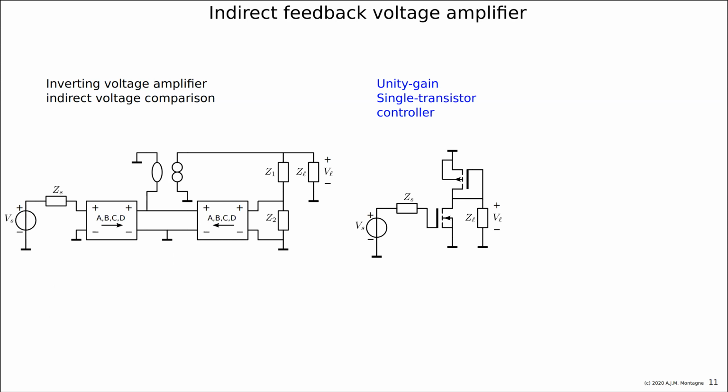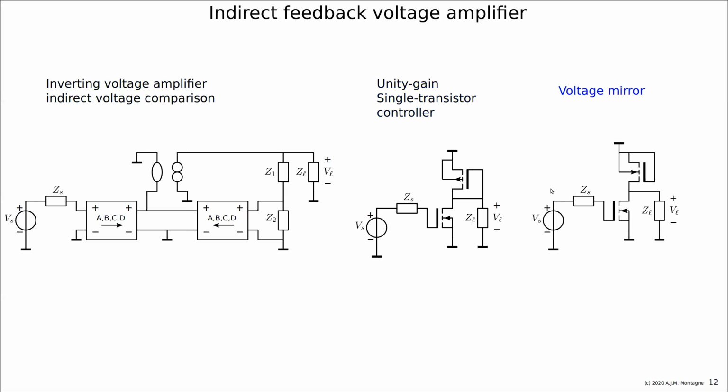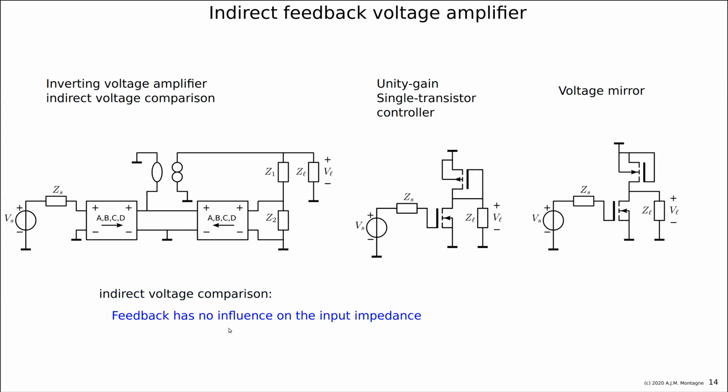That is what we learned in the chapter about biasing, balancing. And here you have this. This is a voltage mirror as people know it. And if you stack 5 transistors on top of each other here, you have a voltage gain of 5. So with indirect voltage comparison, the feedback has no influence on the input impedance. That is clear.